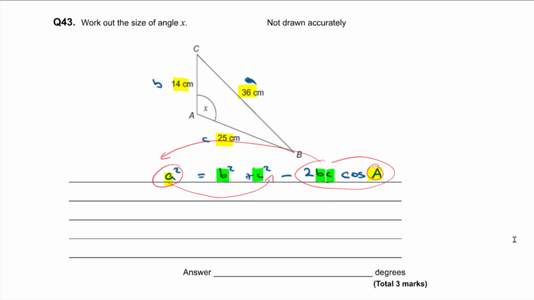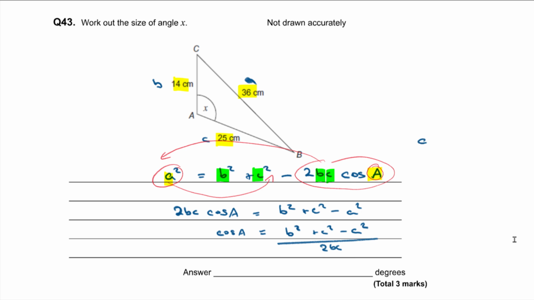I'm going to rewrite this as 2BC cos A is equal to B squared plus C squared minus A squared. And then finally, dividing through by 2BC, I'm going to get cos A is equal to b squared plus c squared minus a squared over 2bc. Okay? Now once I got it written like that, then I can sub into it, can't I?